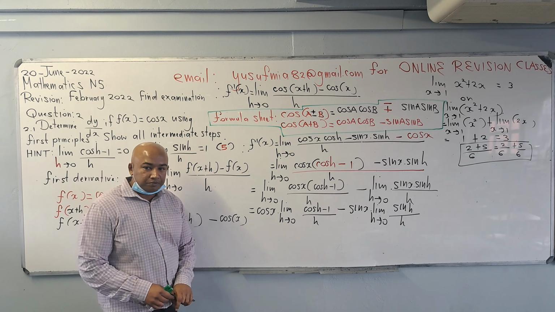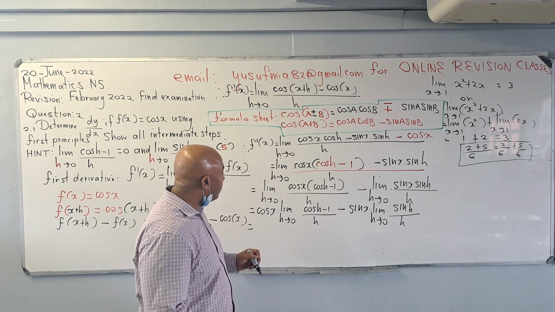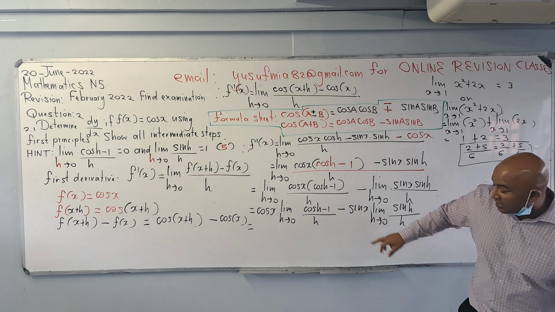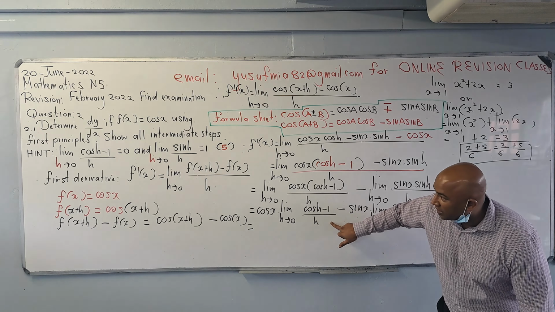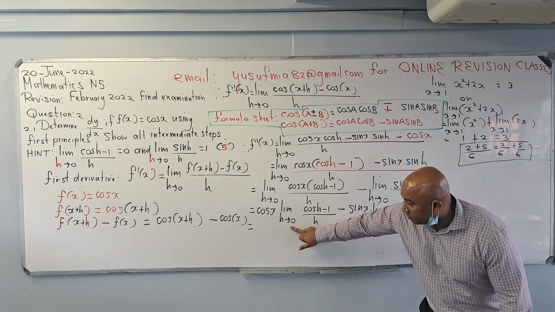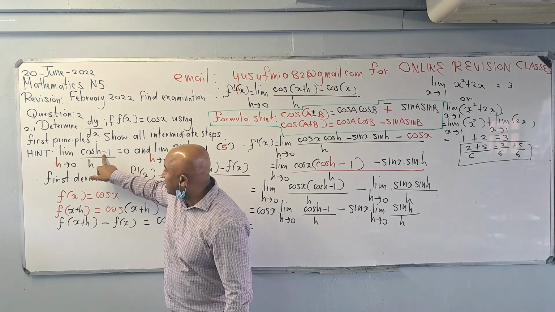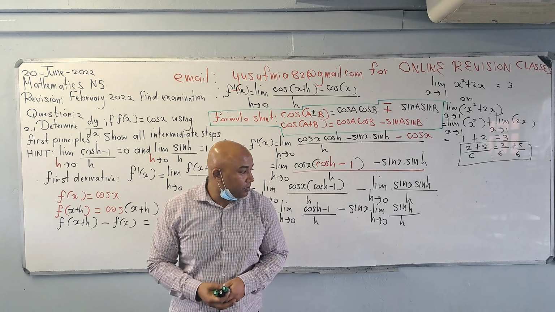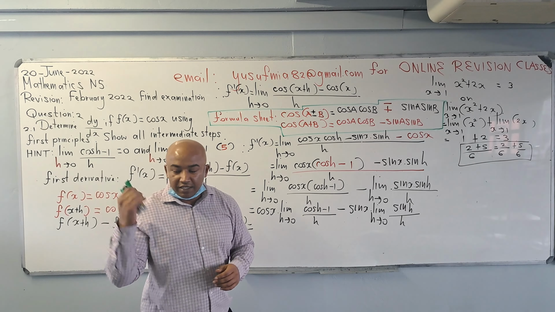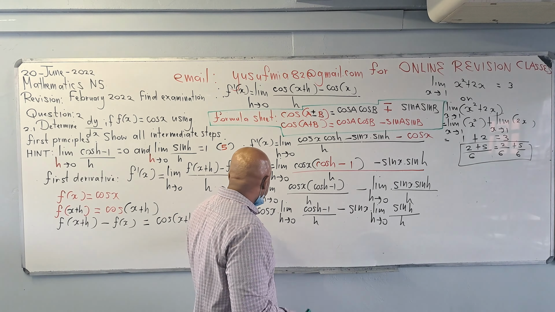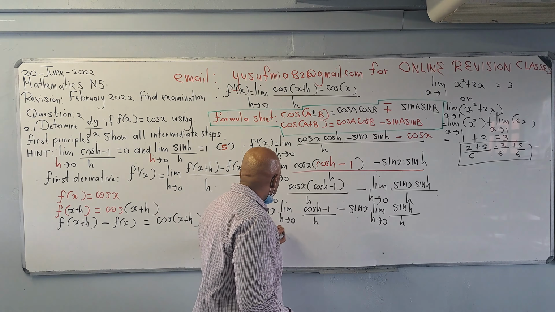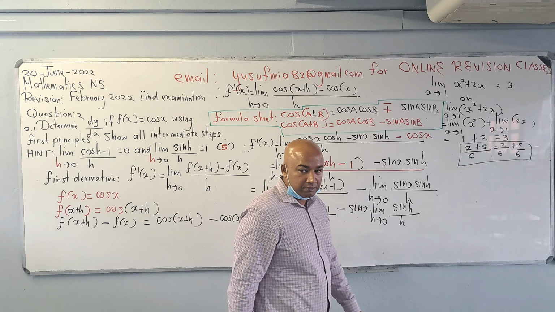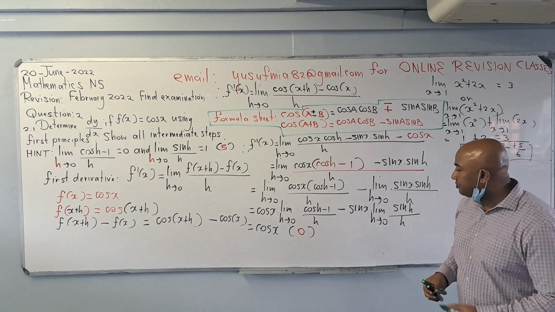Okay, now we go to our hints. I'm sure you're already looking at the hint. I got cos of h minus 1 over h, the limit as h approaches 0. Cos of h minus 1 over h is equal to what? You don't have to show how it's equal to 0, you just use the information that's given to you. So therefore, I got cos of x multiplied by 0. That's the given information.